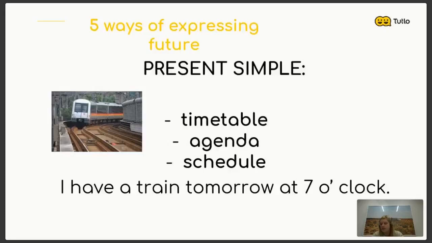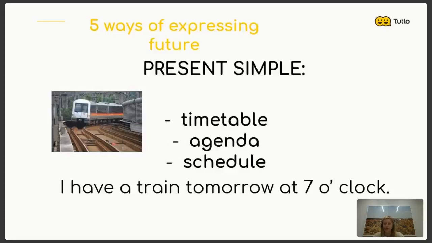Tomorrow I have a meeting. We start at 8. At 9 we have coffee. At 10 we discuss this issue. At 11 we talk about that. So when we talk about schedule, when we talk about agenda, when we talk about plans, and when we talk about timetable, remember that present simple we use in those cases.